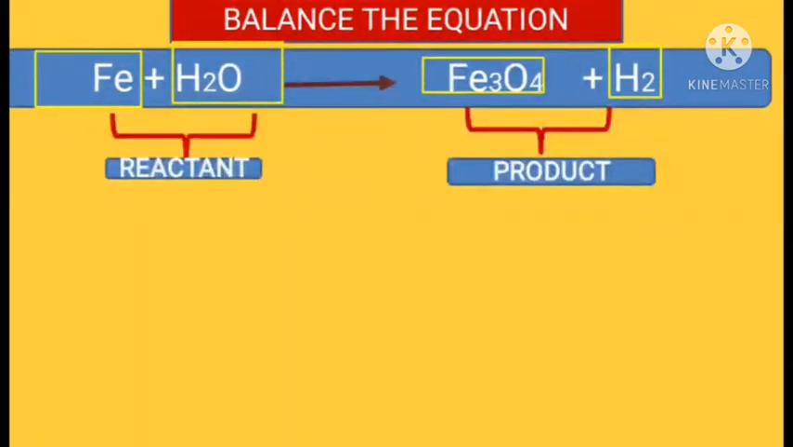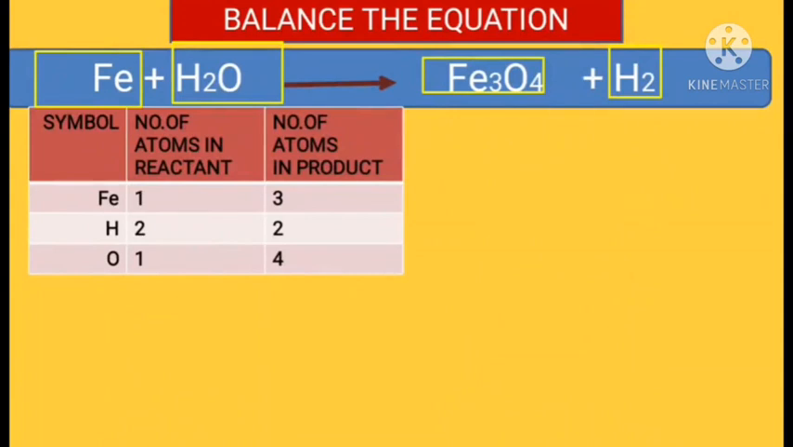Now, which is your reactant? On the left hand side we have our reactants and on the right hand side you have your products. Let us start balancing. How can we do it? Compare the number of atoms in your reactant and your product side. So Fe: left side we have 1, right side we have 3. Hydrogen: here we have 2, this side also we have 2. Oxygen: here 1 and there we have 4.